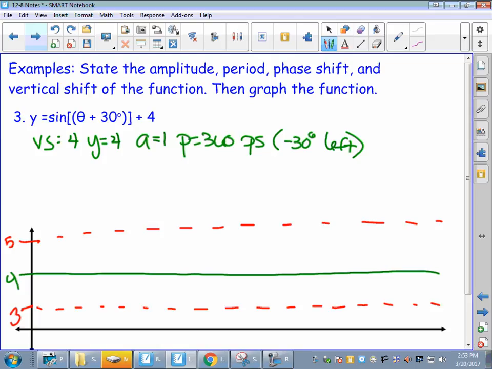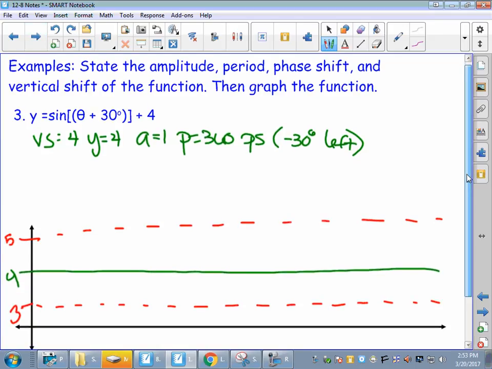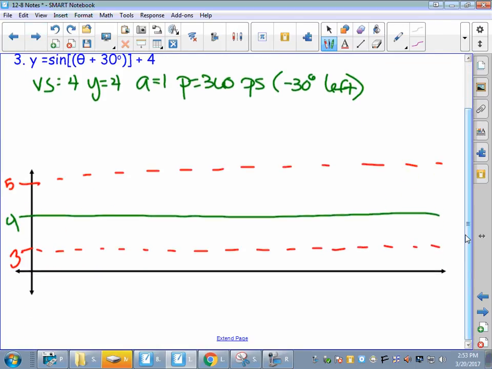Make my maximum line and my minimum line. If you need to pause so you can catch up, that's fine. I'm going to label my period on the x-axis down below. So 360, 180, 90, and 270. I'm going to go ahead and graph the sine function as a broken guide graph. So 0, 4, 364, 184, 95, 273. Here is my sine curve, broken.